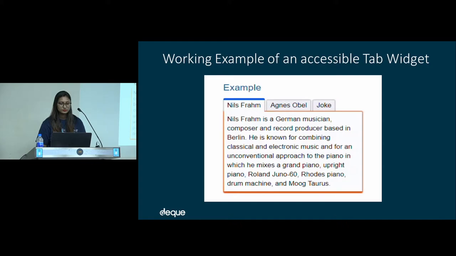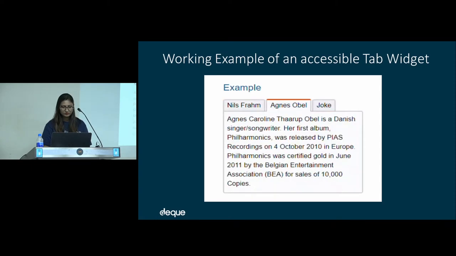Piano, Genius System, Piano, Drum Machine, and the group to us. Tap control. Once prompt, tap selected 1 of 3. Access bubble, tap selected 2 of 3. Agnes Bubble property page. Agnes Caroline Theodora Bubble is a Danish singer slash songwriter. Her first album, Philharmonics, was released by PIAS Recordings on October 4, 2010 in Europe. Philharmonics was certified gold. Agnes.